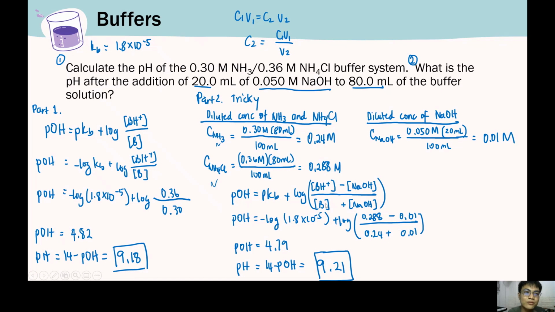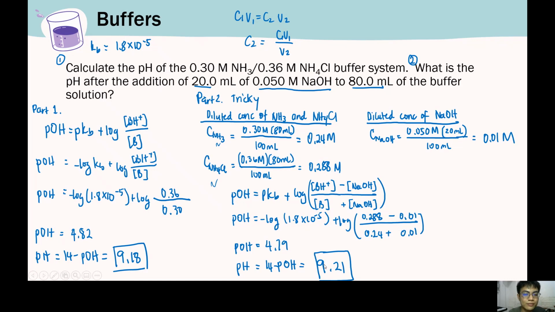Okay? So don't worry. For now, I just want you to be familiar with this one. But when we do the chapter 5 discussion, we will study that in depth. We will learn more there. Okay? So basically, when you add a base, the pH must increase. When you add an acid, the pH must decrease.